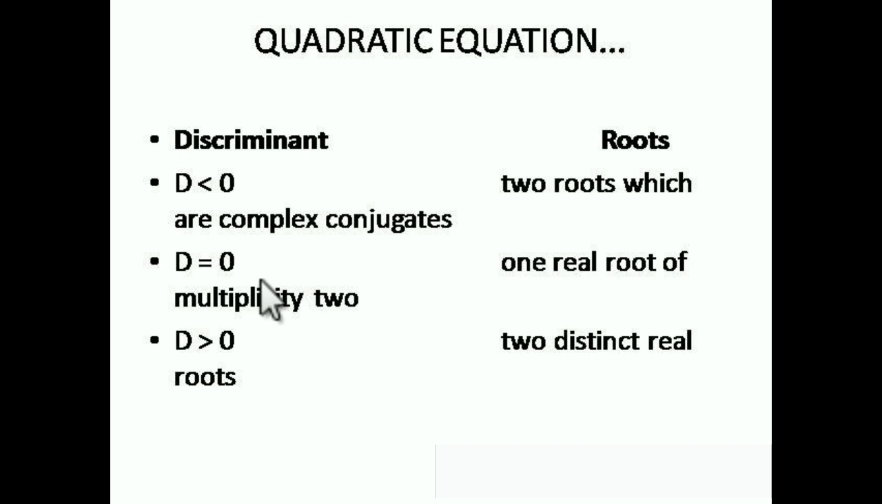If D is equal to 0, the equation makes a perfect square, so the roots are the same, with multiplicity 2, that means one real root. For example, x minus 2 whole square is also a quadratic equation, but it has only one root, that is 2, repeated 2 times, so its multiplicity is 2. And if D is greater than 0, then there are two distinct real roots. These are the main important things about the discriminant.